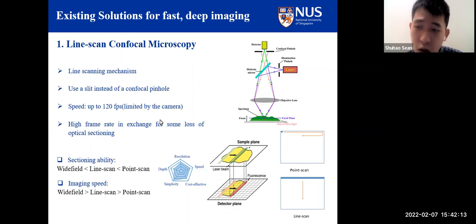And similarly, the optical sectioning can be achieved using a confocal slit instead of a pinhole. In this way, although it sacrifices some sectioning ability, the performance is still better than a wide field microscope.